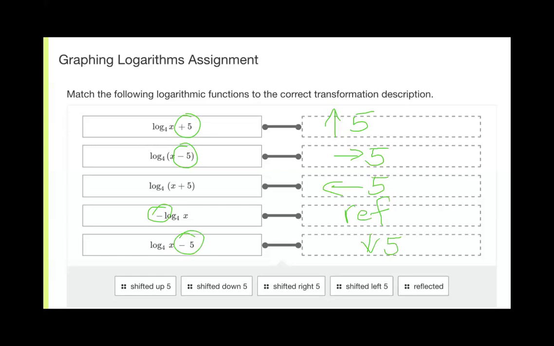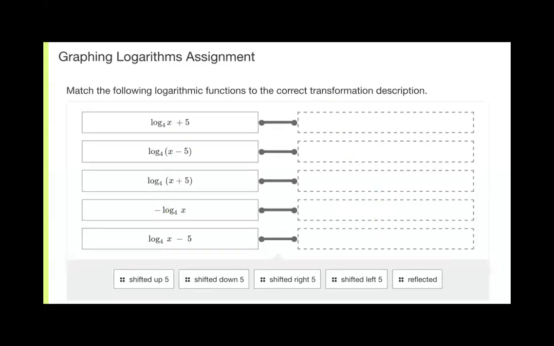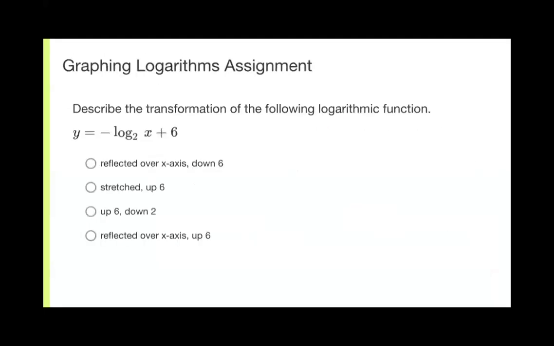Okay. I got the same thing. I think I took a picture twice. Okay, so this one we got. Describe the transformation of the following logarithmic function. We've got it reflected, so we know it's either going to be this one or this one. And then that plus 6 means it went up 6, so it's that last one.